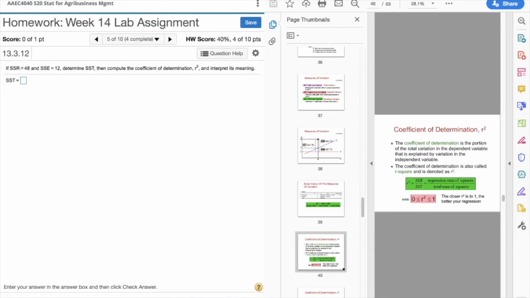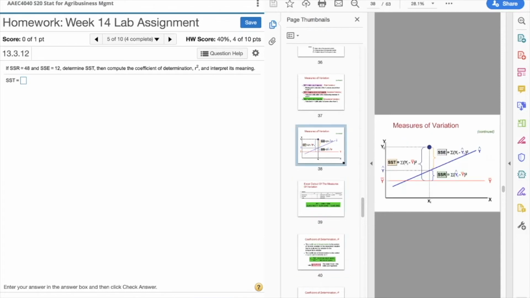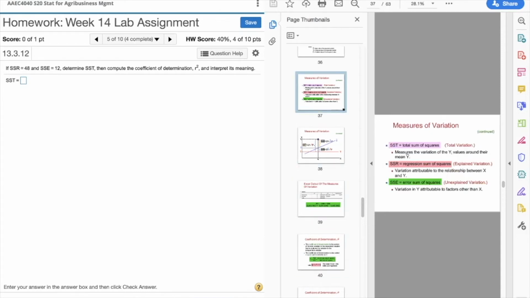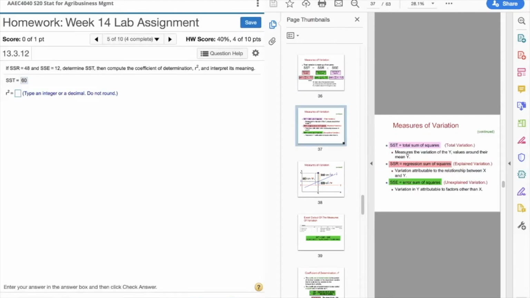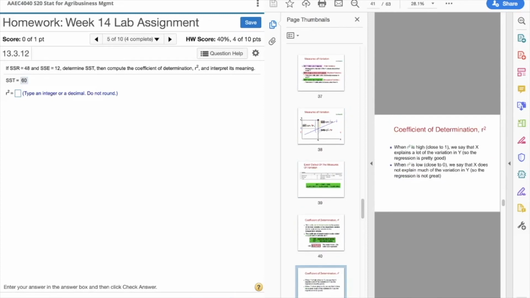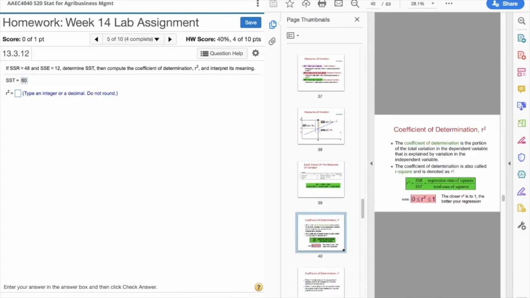Next part asks you to calculate SST. SST is equal to SSR plus SSE. I'll also show you the notes. And SSR is equal to 48 here, and SSE is equal to 12. So SST is equal to 60. And R squared is equal to SSR over SST. So 48 over 60 is equal to 0.8.